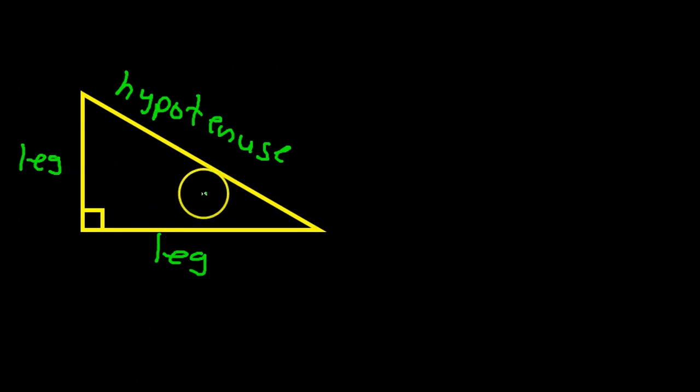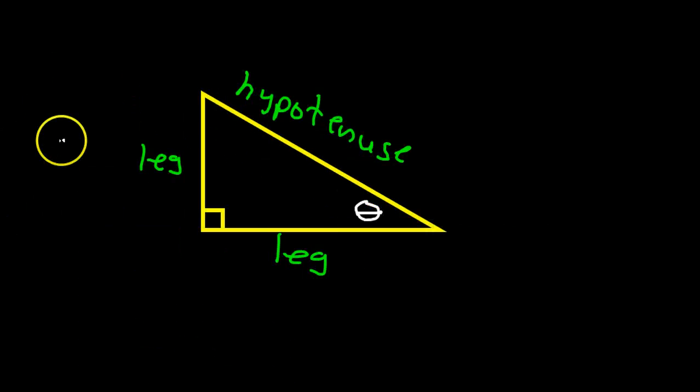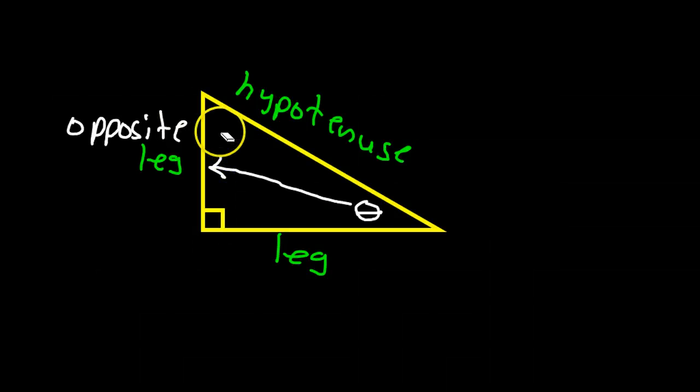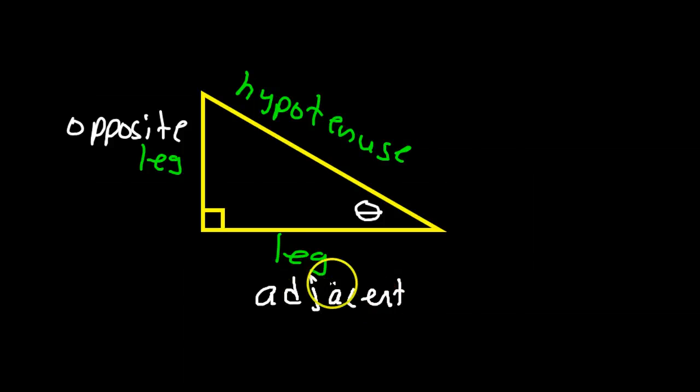Now if you pick an angle, then we could describe these legs as being the opposite leg and the adjacent leg. So for example, if I say look at this angle right here, and I'm going to call it theta, then from the perspective of this angle, this leg over here is now the opposite leg. Opposite means across from, and this leg right here, we could call it the adjacent leg. Adjacent means right next to.